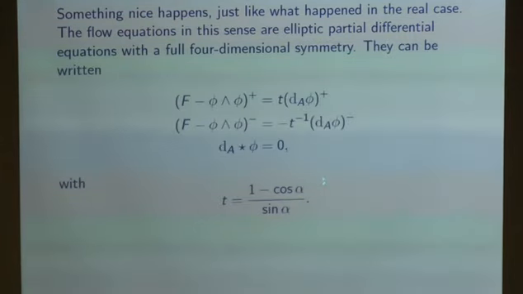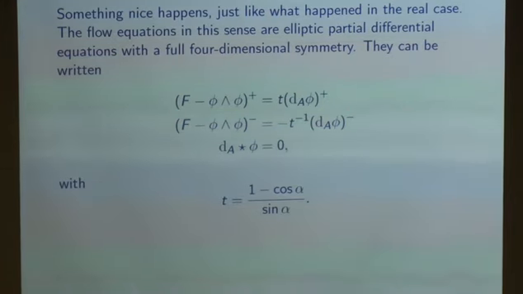So they can be written like so, where t is a certain function of alpha. And plus and minus are the projections of a 2-form onto its self-dual and anti-self-dual parts. In 4 dimensions, a 2-form can be decomposed as a self-dual 2-form plus an anti-self-dual 2-form. So for example, F minus phi, which is a 2-form, and then we take its plus projection. Similarly, d_A phi is the exterior covariant derivative of phi. Phi was a 1-form, so d_A phi is a 2-form. We take its plus projection, and likewise here.